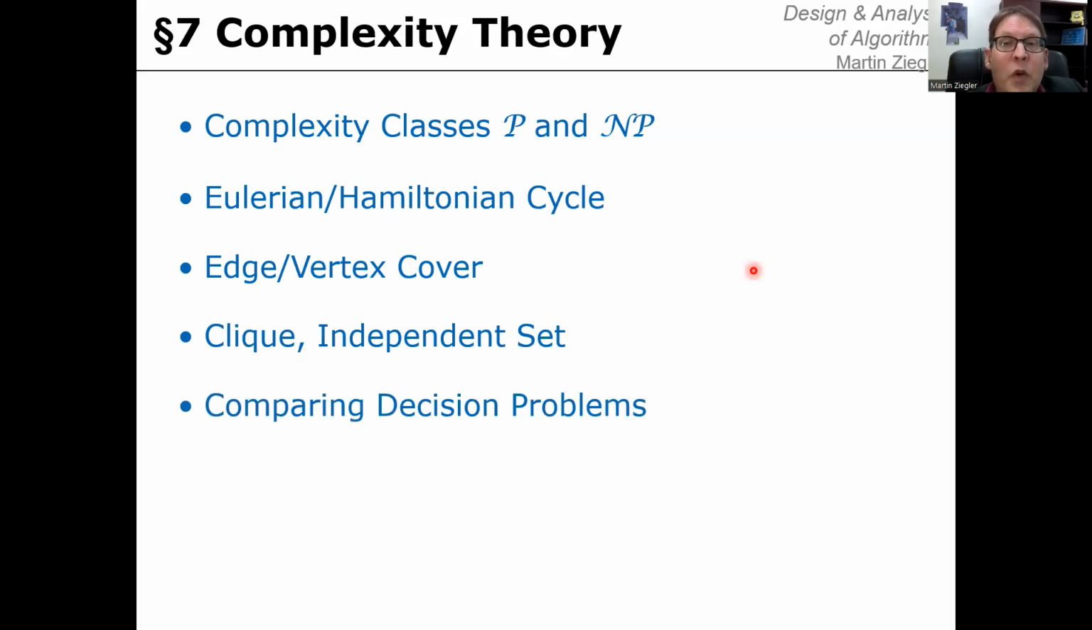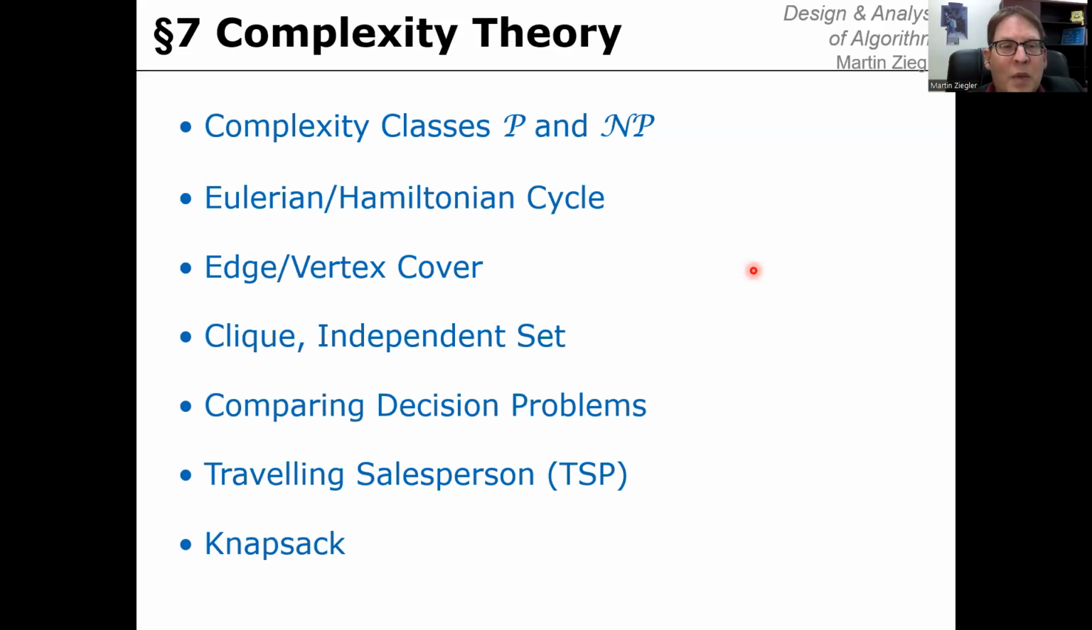We're going to recall polynomial time reduction as a means of comparing decision problems of unknown complexity. And then we'll proceed to two optimization problems that are NP hard in a certain sense, namely the traveling salesperson problem and the knapsack problem. And since these are hard, we cannot expect to solve them exactly to find the optimal traveling salesperson tour or the optimal knapsack content exactly.